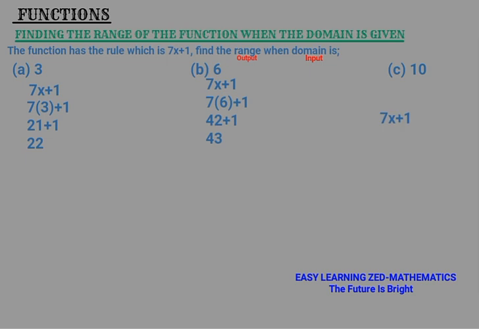Okay, let me just make some adjustment here. Okay, so when x is 10, what is the range? So we are going to say 7x plus 1. So we're going to replace x by 10, which is going to be 7 multiplied by 10 plus 1. 7 multiplied by 10 will give us 70, plus 1 will give us 71. So basically, this is how you can find the range when the domain is given and the rule is given.